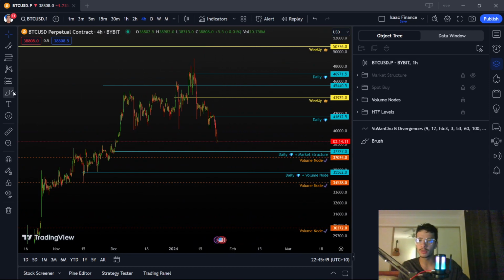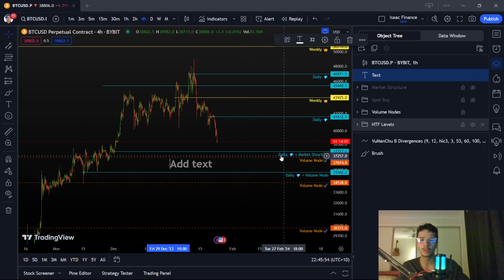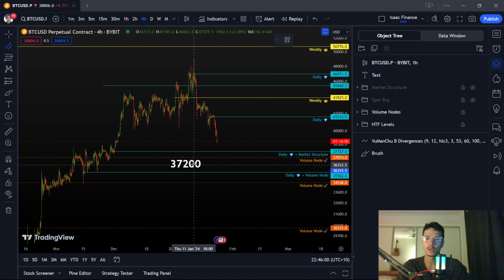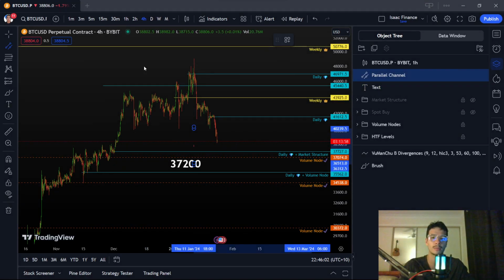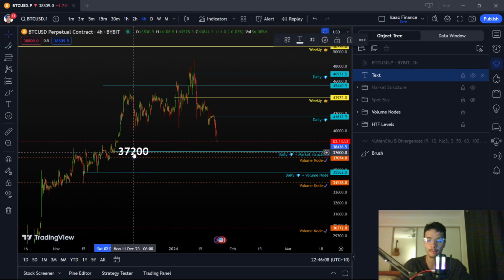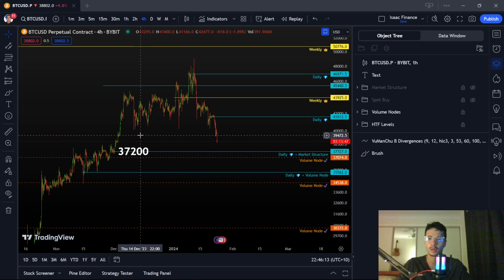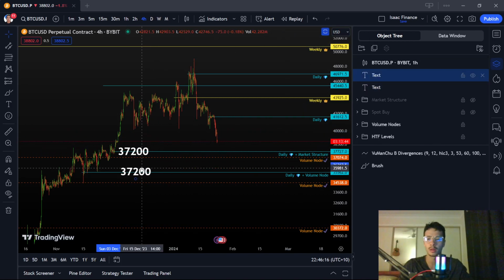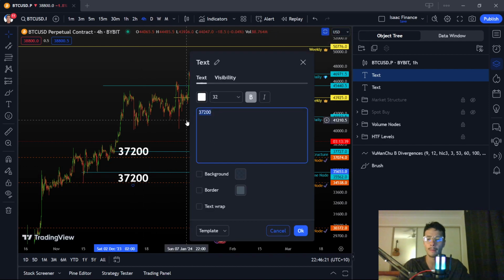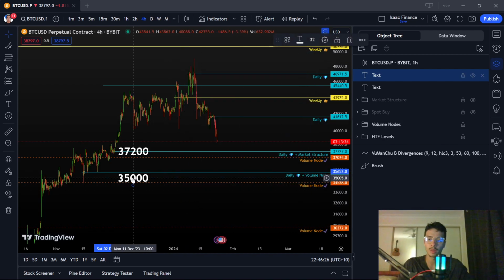So guys, mark these levels on your charts. What do we got? I would go 37,200. 37,200 is a long opportunity. 37,200 goes right there. I would do this one at around 35. Now, I'm not saying you actually buy when these levels hit. I'm saying you look at the chart and see what happens. Okay.